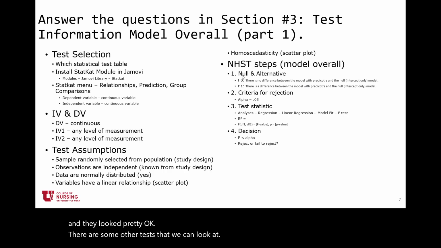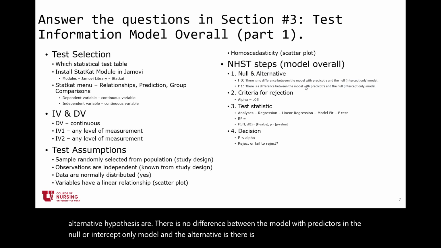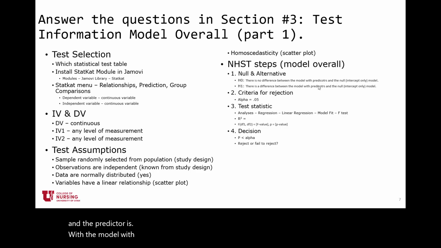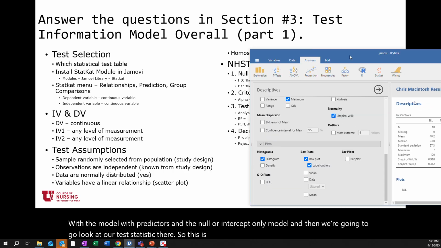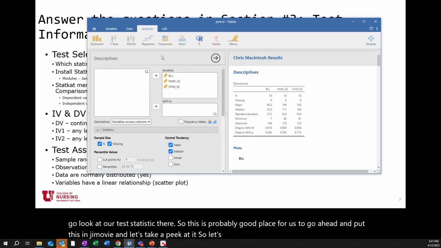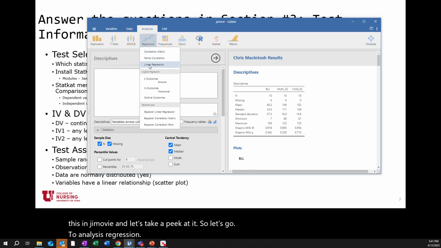So then our null hypothesis significance test steps. For a regression model, the null and alternative hypotheses are: the null is there is no difference between the model with predictors and the null or intercept only model. And the alternative is there is a difference between the model with predictors and the null or intercept only model. And then we're going to go look at our test statistic there. So this is probably a good place for us to go ahead and put this in Jamovi, and let's take a peek at it. So let's go to analysis, regression, and linear regression.